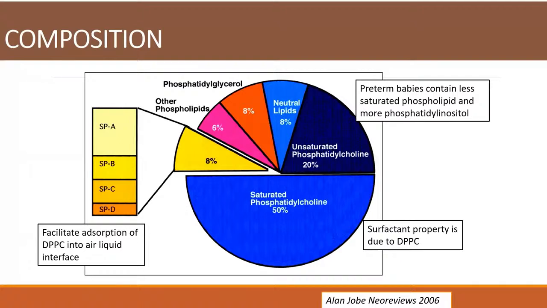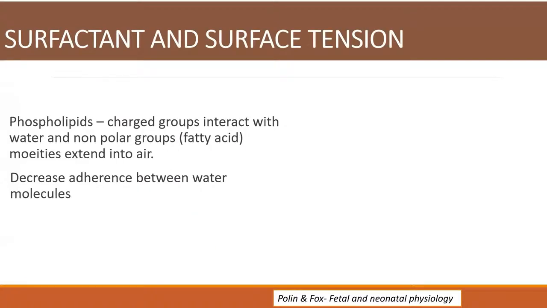Now, preterm babies contain less saturated phospholipid and more unsaturated phosphatidyl inositol, which is responsible for respiratory distress syndrome because most of the surfactant property of reducing surface tension is contributed by DPPC.